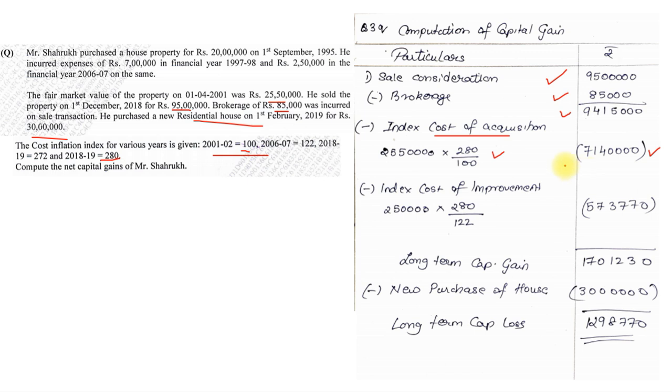Next is indexed cost of improvement. Now there were two improvements, but we cannot take the 7 lakh, because it was before 2001. So it's only 2 lakh 50,000 into 280 upon the CII of the year of improvement. Improvement was done in the year 2006-7, which is 122. So 2 lakh 50,000 into 280 upon 122, we get the value as 5,73,770. We subtract it, we get the long term capital gain as 17 lakh 1,230. Less new purchase, or new investment which was made, which was 30 lakhs. So we get a long term capital loss of 12 lakh 98,770.